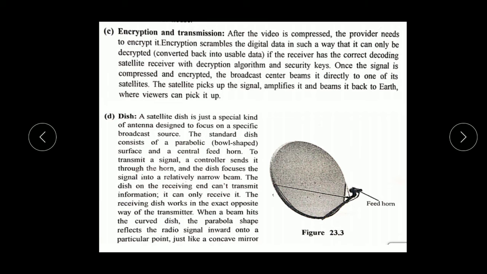The receiving dish works in the exact opposite way of the transmitter. When a beam hits the curved dish, the parabola shape reflects the radio signal inward into a particular point, just like a concave mirror. At the receiving dish, the signal is incident on the surface of the parabola, and it reflects from the surface and focuses on a particular point on the dish. At this point, we add an electromagnetic wave detector. So it detects the signal and sends it to the TV receiver.